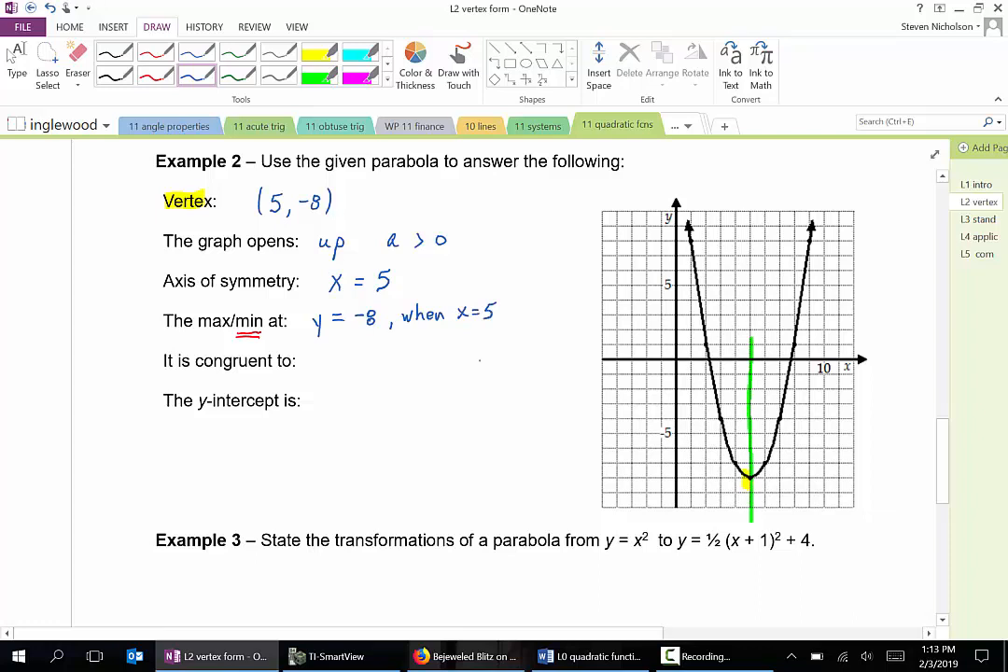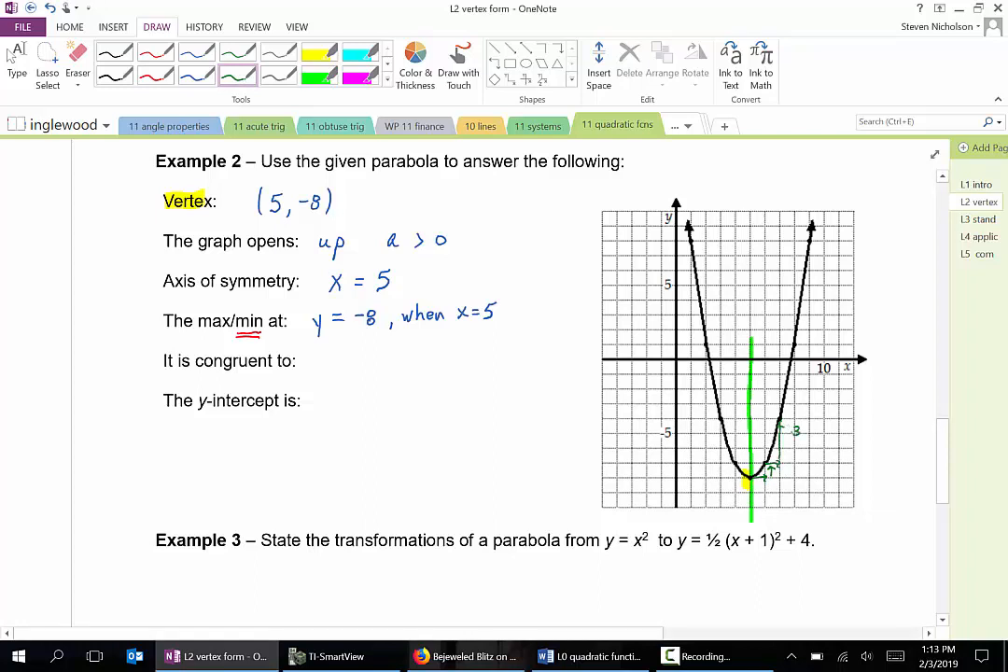Is congruent to, well, we're going to come back to this one in a sec, because we're going to have to figure something out. So we'll come back to that at the very end. But what I'm going to tell you is, well, let's have a look at it right now. To go from the vertex to your first 2 points, you go over 1 and up 1. To go to the next one, you go over 1 and up 3.